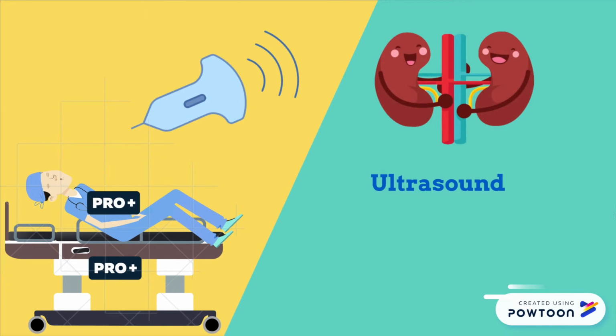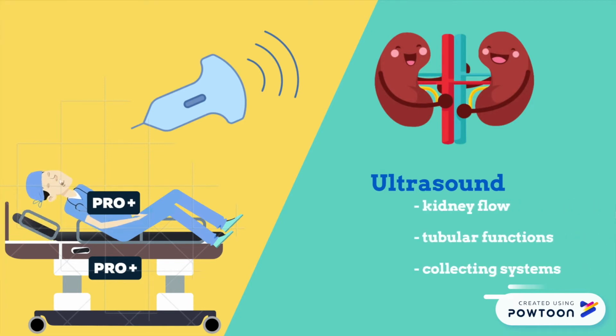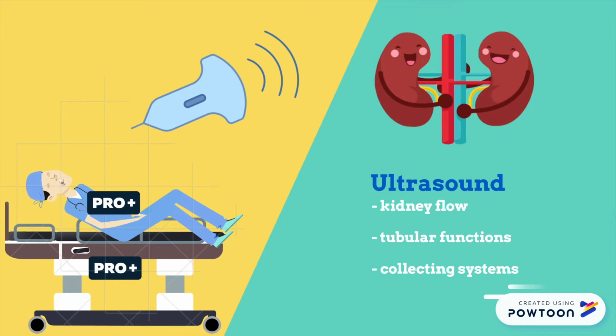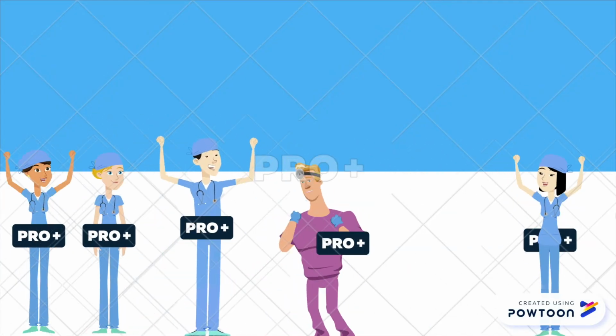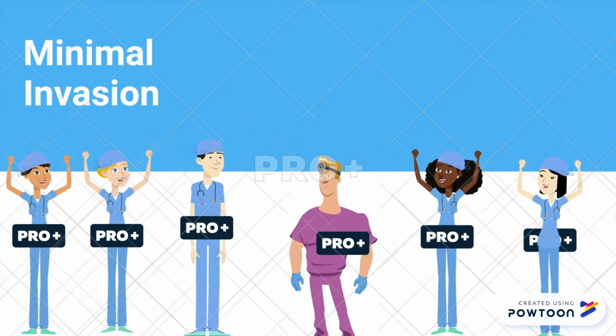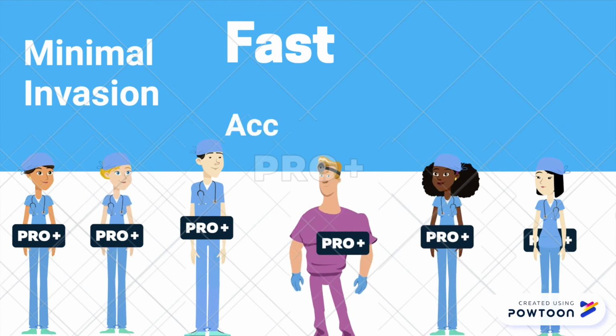Ultrasound creates images of soft tissue structures and detects blockages without exposure to nephrotoxic contrast agents, showing potential abnormalities in kidney flow, tubular functions, and the collecting systems. These imaging techniques are non-invasive and accessible for diagnosis as well as follow-up care. However, training is required to interpret the information.